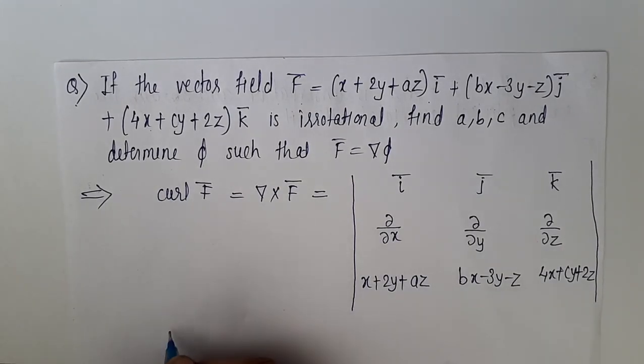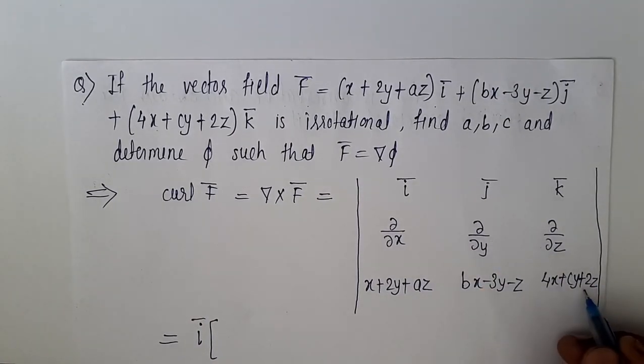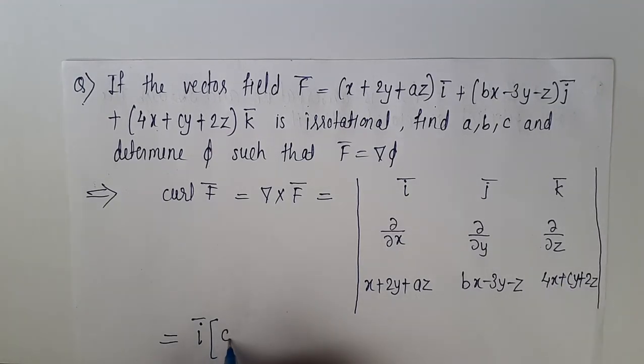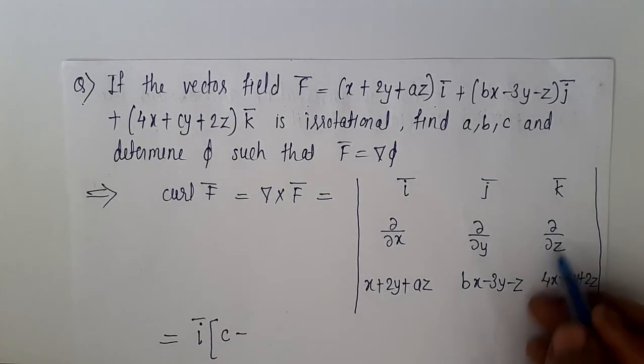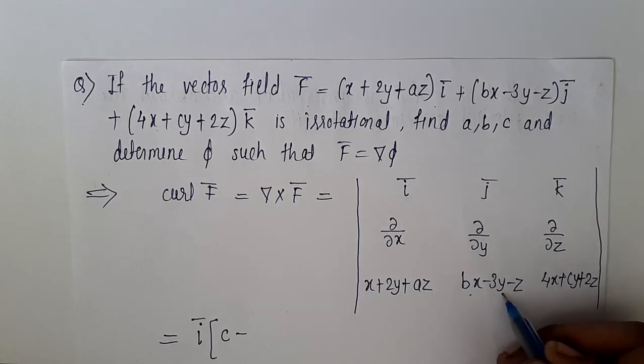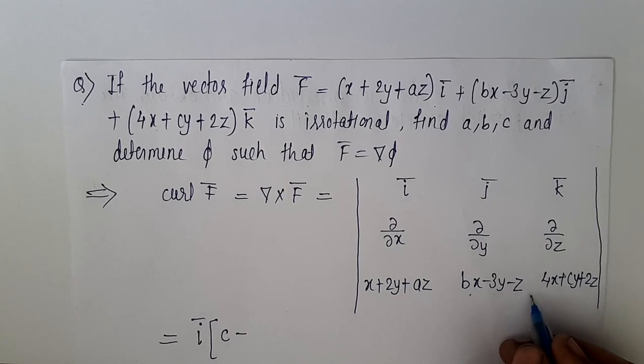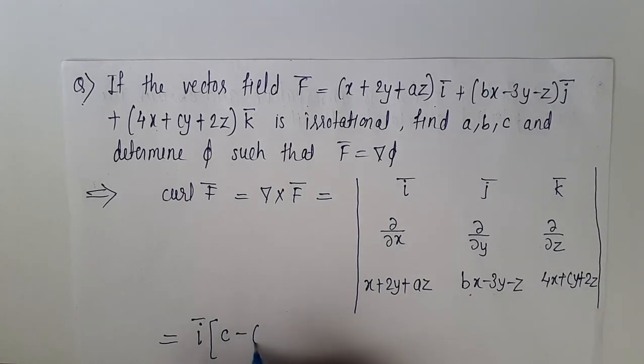Now simplify this determinant. It is equal to i times del by del y of this last term. Del by del y means 4x derivative is 0, cy derivative is c and 2z derivative is 0, minus del by del z of this: bx derivative is 0, minus 3y derivative is 0 and minus z derivative is minus 1. So here we get minus 1.